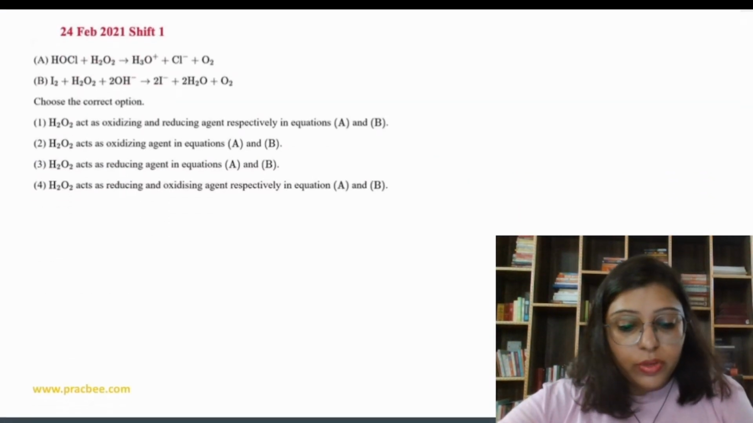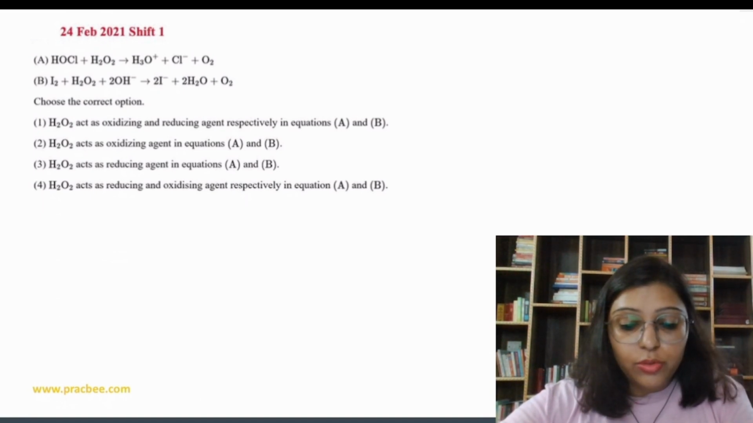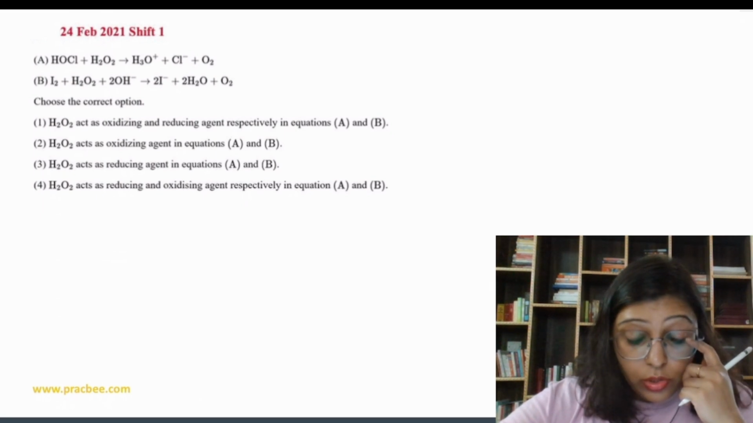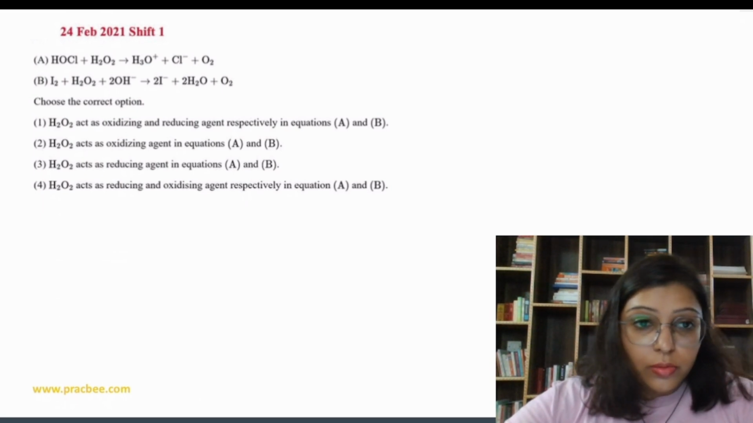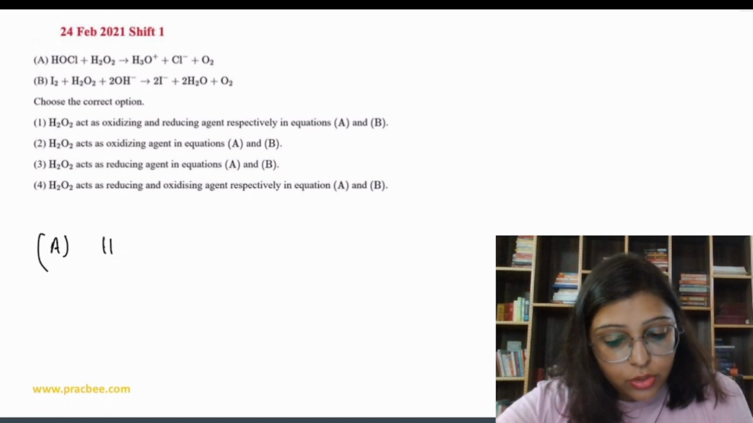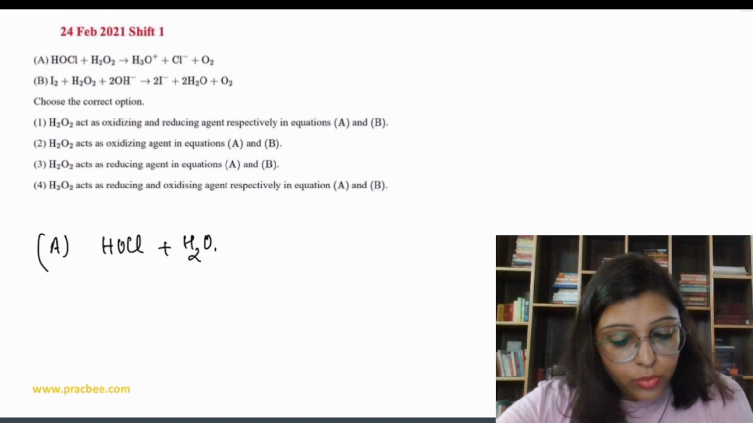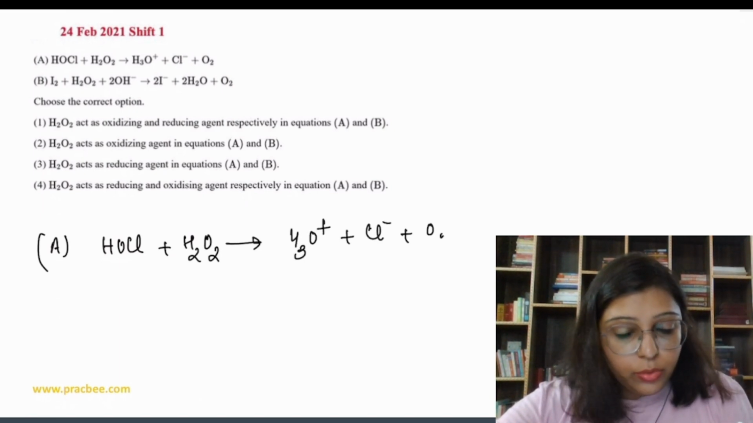Let's do the next question. We have two reactions. First, HOCl plus H2O2 gives HCl plus O2, and in the second reaction we have I2 plus H2O2 plus 2OH- gives 2I- plus 2H2O plus O2. Choose the correct option. We have to find out whether H2O2 acts as an oxidizing agent or a reducing agent in the above two reactions. So let's do it.